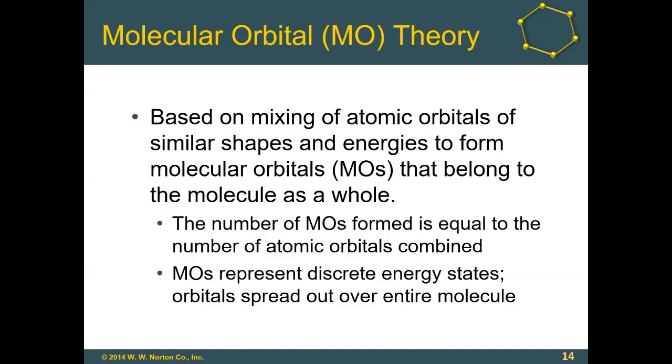And so the key for hybrid orbitals was that the orbitals that mixed had to come from the same atom. But for molecular orbitals, the orbitals that mix come from different atoms. And not only do they come from different atoms, but for them to mix effectively or hybridize effectively across the whole molecule, they have to be the same kinds of orbitals. And so, again, we see that the number of molecular orbitals formed is still equal to the total number of atomic orbitals that were combined. And these molecular orbitals represent discrete energy states for the whole molecule, with the orbitals sometimes spread out over the entire molecule.